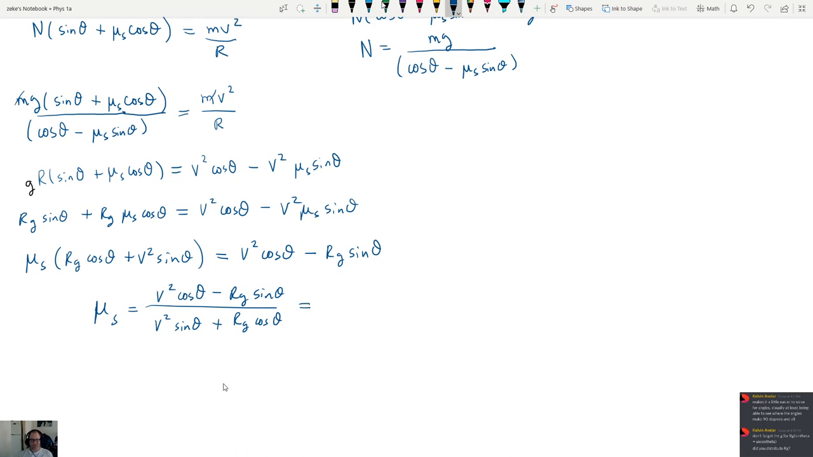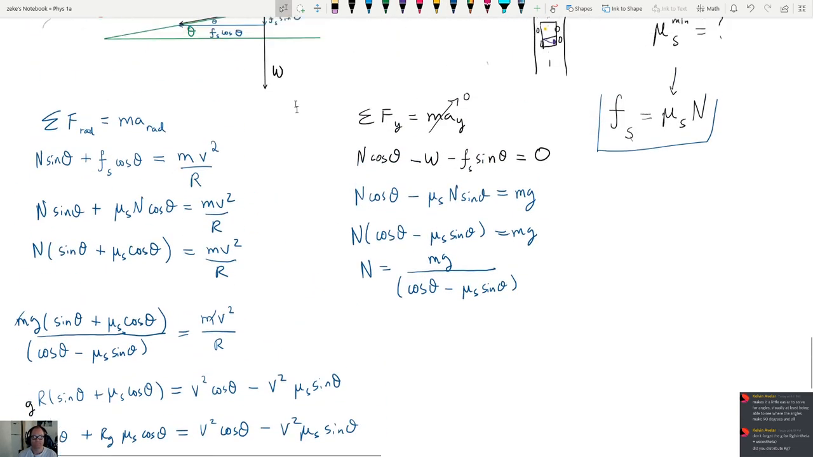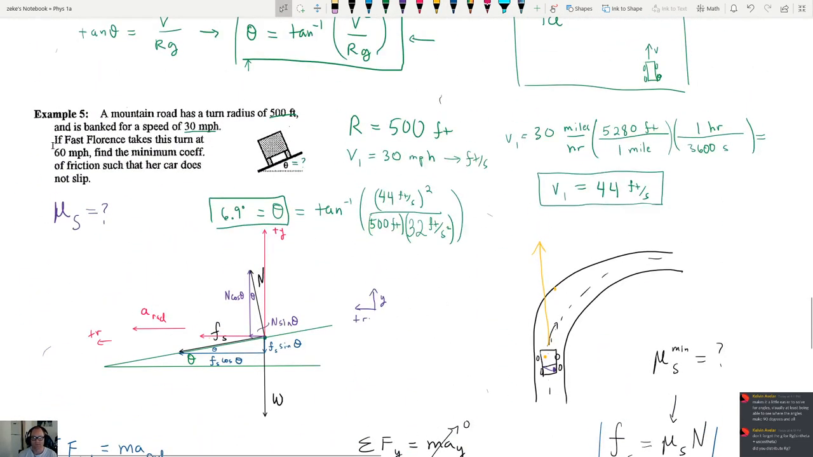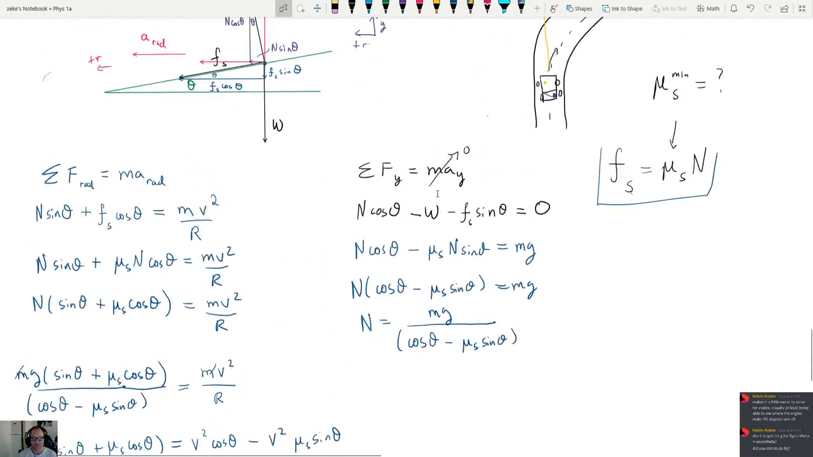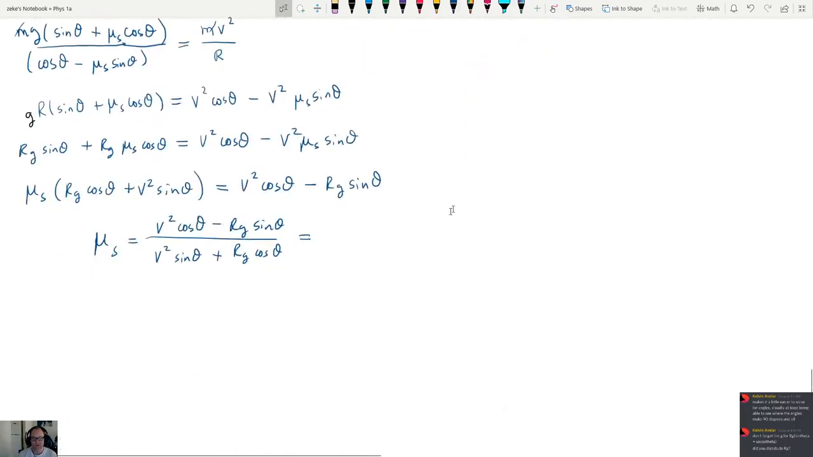That's what mu s is equal to, which we can plug numbers into now. Because v is 60 miles an hour. And what else do we know? R is 500 feet. That's the information we're going to put in. And then theta is 6.9. Let's write all that down here.